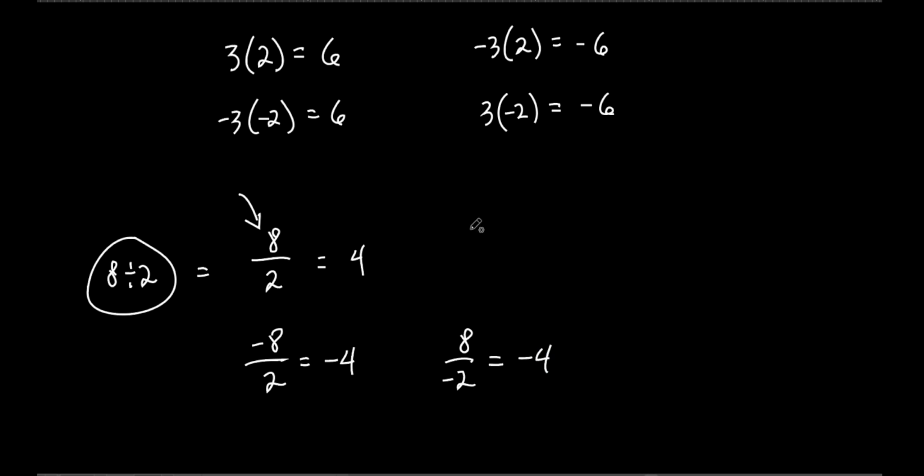Let's do one more. What's the only one I'm missing now? Yep, negative 8 divided by negative 2. They're both the same sign, so your answer is always what? Positive. There you go. Super easy.